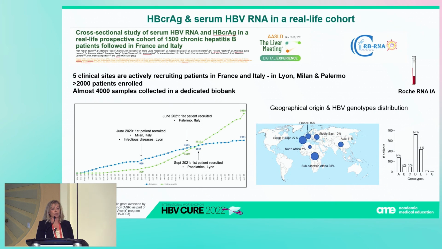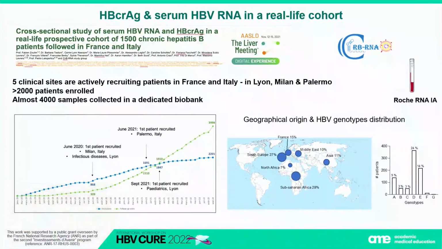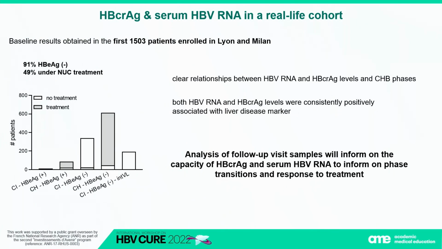of 1,500 chronic hepatitis B patients that were recruited in 5 clinical sites between France and Italy. We have nowadays more than 2,000 patients enrolled and almost 4,000 samples collected in a biobank. So these patients were mainly of European and South African origin with the corresponding genotype distribution.